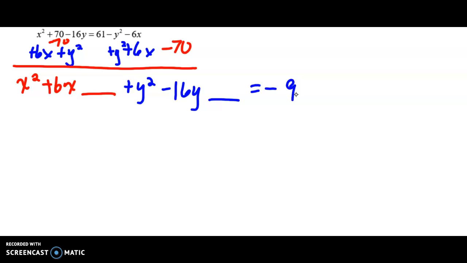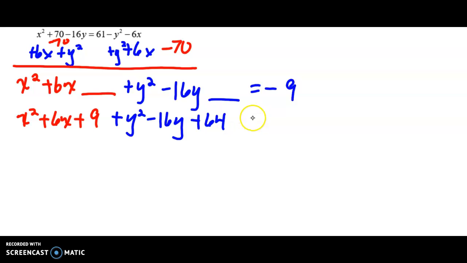All right, now we're going to complete the square. So I'm taking half of this term and I'm squaring it. So half of 6 is 3. When I square it, I get 9. I'm going to do the same thing with the y's. I'm taking half of negative 16 and squaring it, I get 64. And I added a 9 and I added a 64 to both sides, so I need to keep that consistent.